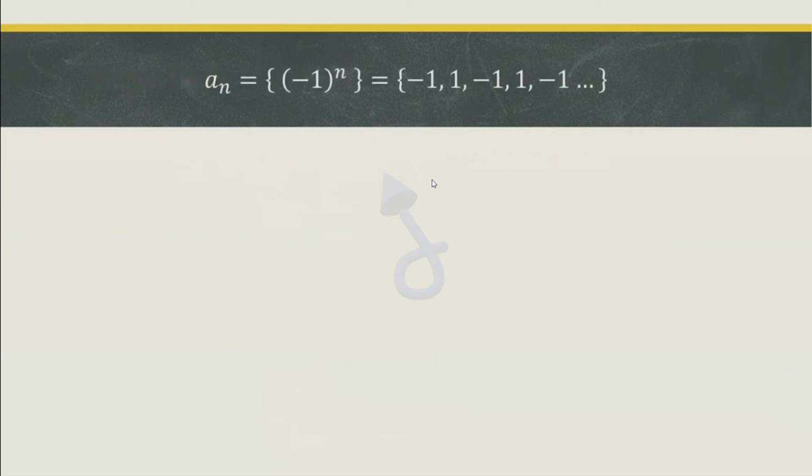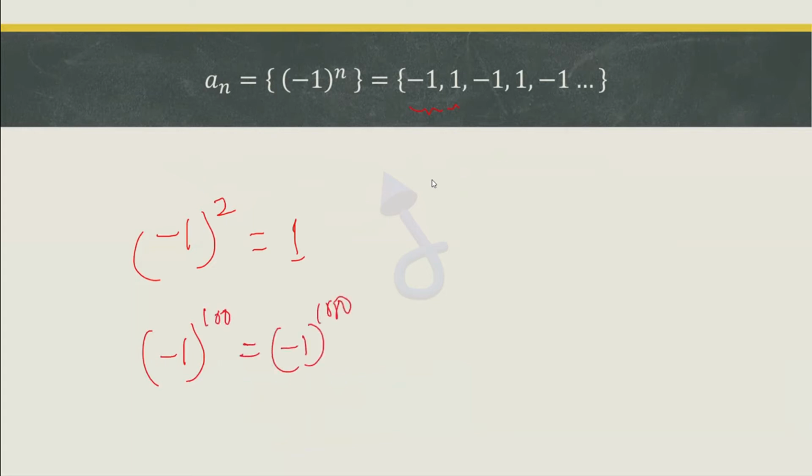We now look at this limit. This is basically a sequence of alternating negative ones and 1. So the sequence just alternates between these two numbers. We see that if n is even, for example 2, then the value is just 1. That is true for any even value of n, for example 100 or 1,000,000. It's just equal to 1.